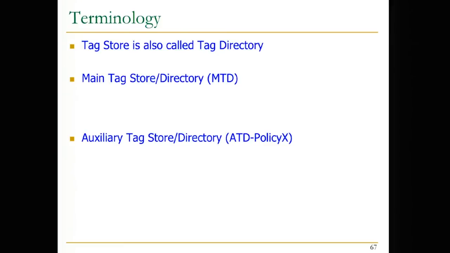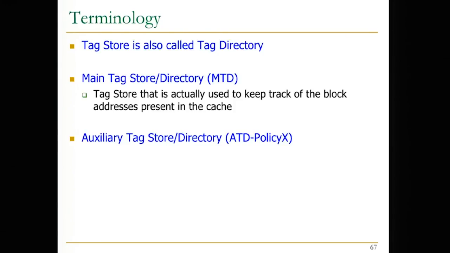Tag store, I'll give you some terminology. This is the terminology of the paper also. Tag store is also called tag directory. That's unfortunate. This is actually, I think, coming from IBM. IBM usually calls a tag store a tag directory. This is basically a tag store, what we've seen earlier. You can have a main tag store. This is the tag store that is actually used to keep track of the block addresses present in the cache. This is actually the tags of the blocks that are in the cache at the moment.